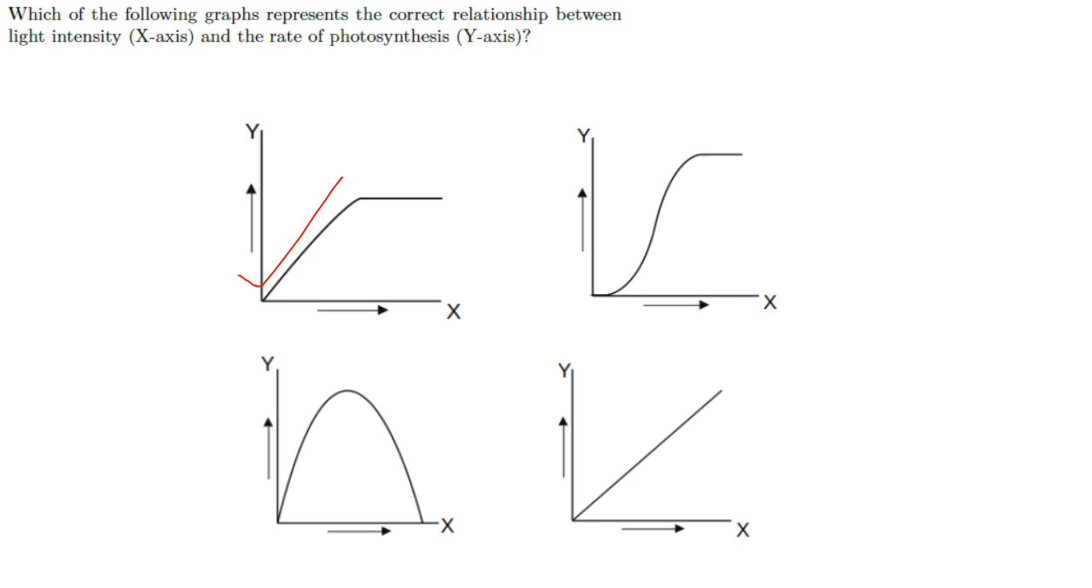Then next one. Which of the following graphs represent the correct relationship between light intensity and rate of photosynthesis? So if you see graph A, suppose X is light intensity and Y is rate of photosynthesis. As light intensity increases, rate of photosynthesis also increases, but when it reaches saturation, there is no further increase. So the answer here is option A.